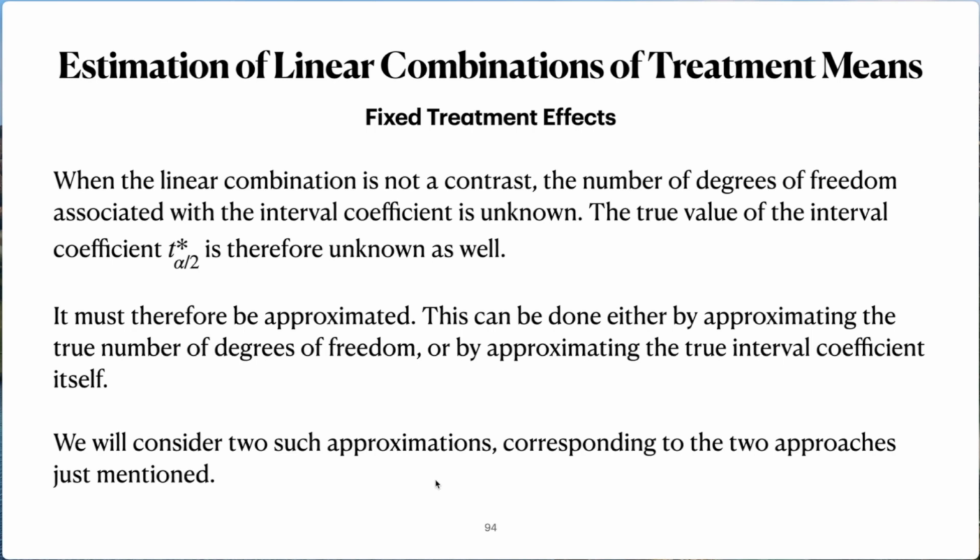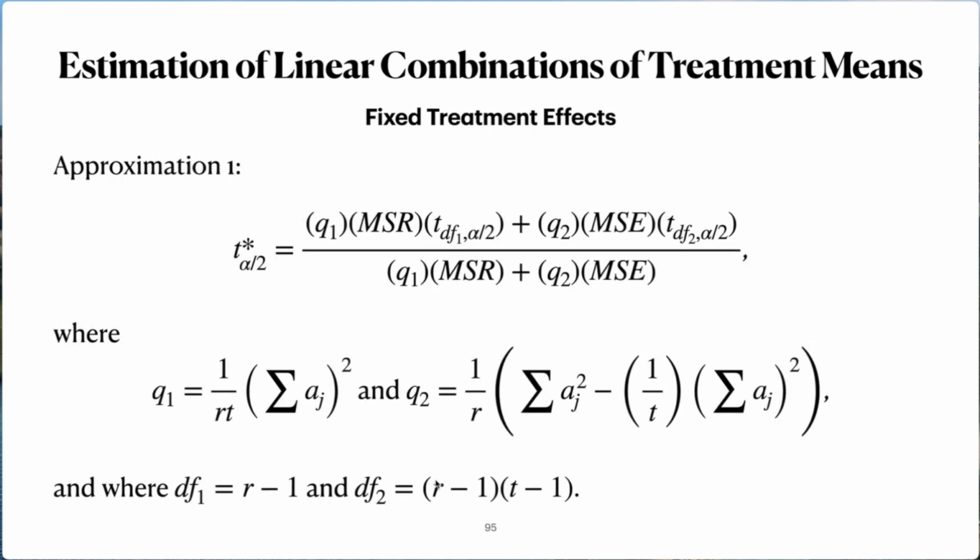Now, this can be done in a couple of ways. There's more than two ways of coming up with an approximation to the appropriate interval coefficient, but we're going to look at a couple. One way is to approximate the true number of degrees of freedom, or we can approximate the true interval coefficient directly. We're going to consider two approximations corresponding to the two approaches that we just mentioned. This is what we'll call approximation 1. Again, this is an approximated interval coefficient.